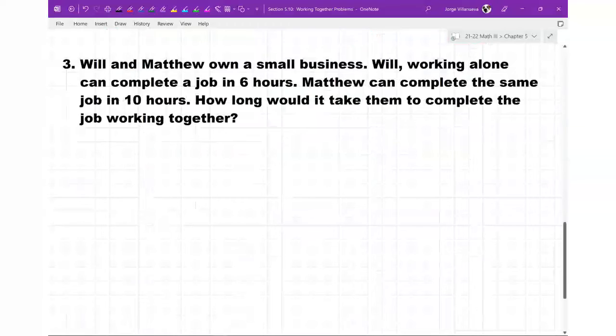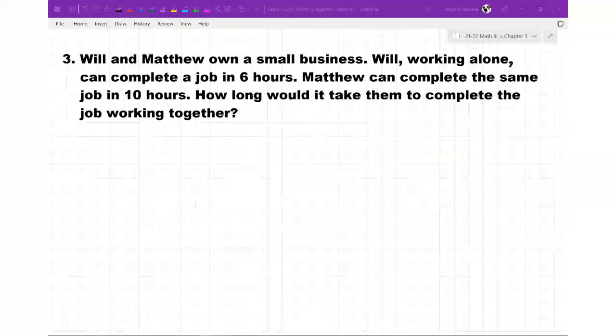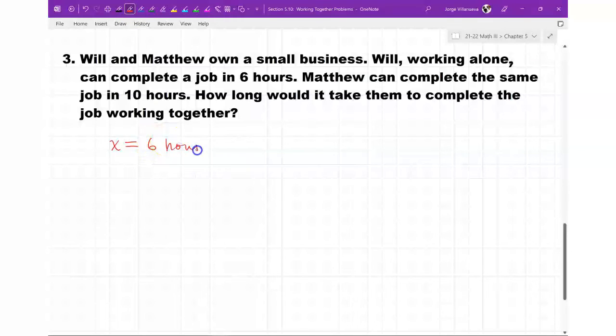I'm going to give you a couple minutes for this. All right, so part 3 says, Will and Matthew own a small business. Will, working alone, can complete a job in 6 hours, and Matthew can complete the same job in 10 hours. How long will it take them to complete the job working together? So we're trying to find the big letter T. We'll assign X to the first person here. So they said Will, working alone, can complete a job in 6 hours. So 6 hours. And Y, Matthew can complete the same job in 10 hours.